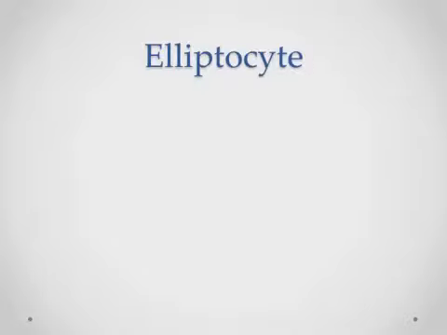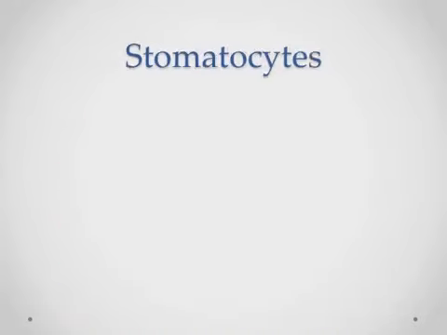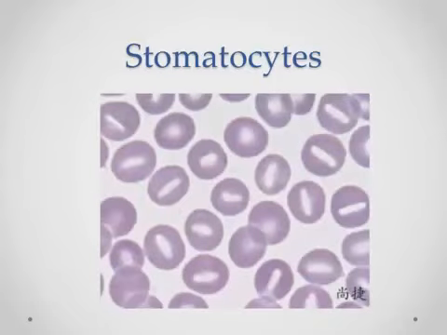And now this cell is called an elliptocyte. What is the elliptocyte? It slightly looks like an ovalocyte but is more compressed. Sometimes we call it pencil shaped cells, like a pencil. It occurs in hereditary elliptocytosis and in iron deficiency anemia. This one is called stomatocytes. These are red blood cells containing a slit inside. We can see stomatocytes in alcoholism, liver disease, and hereditary stomatocytosis.